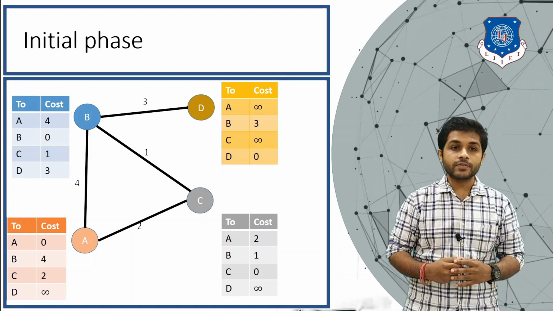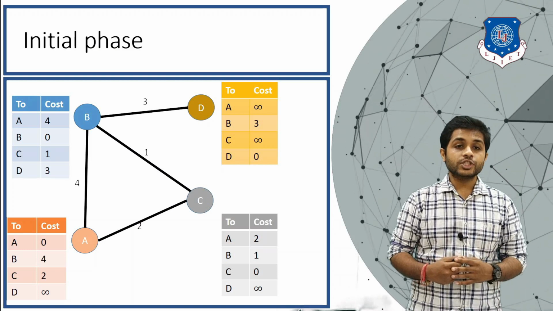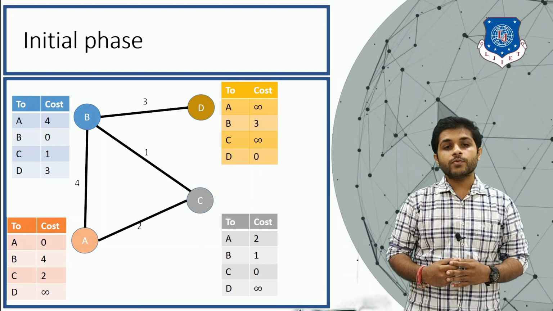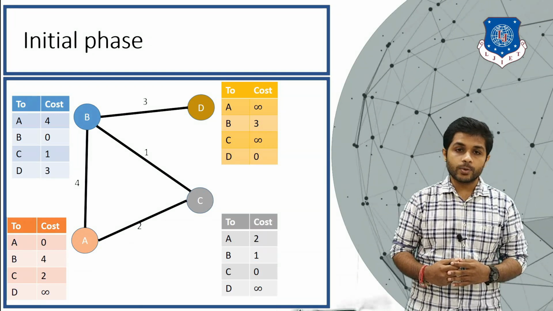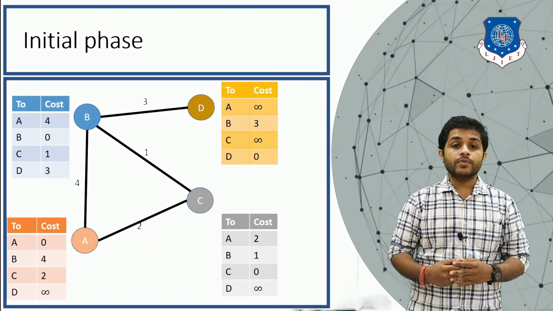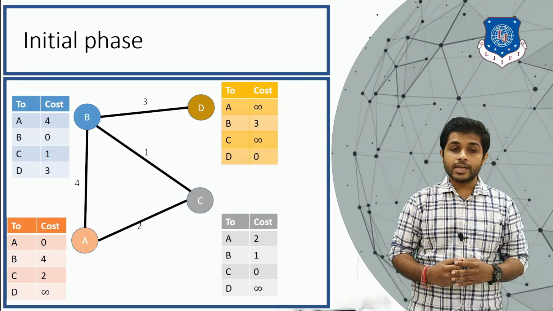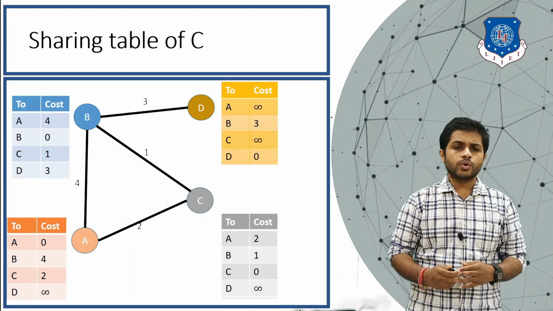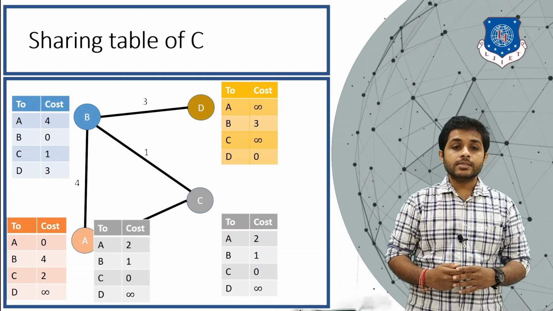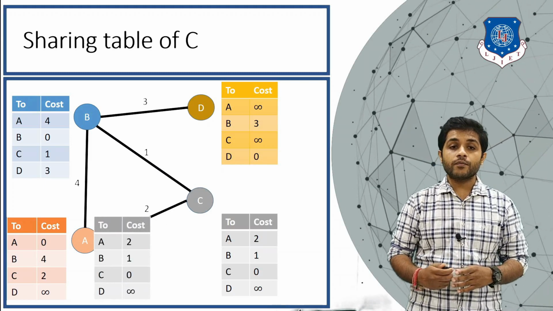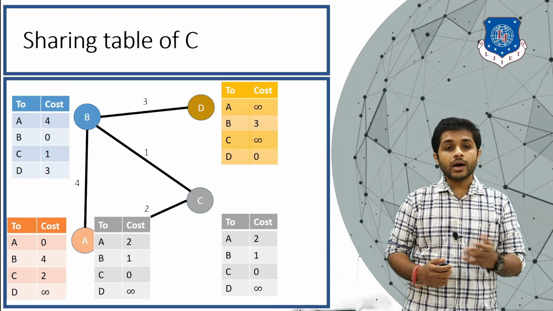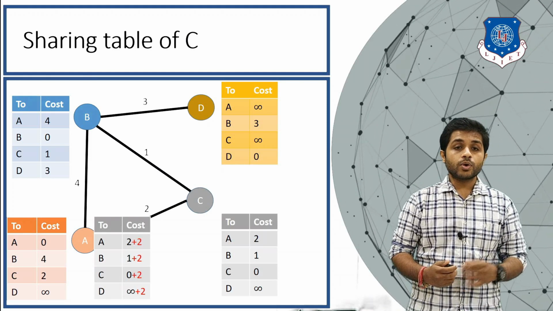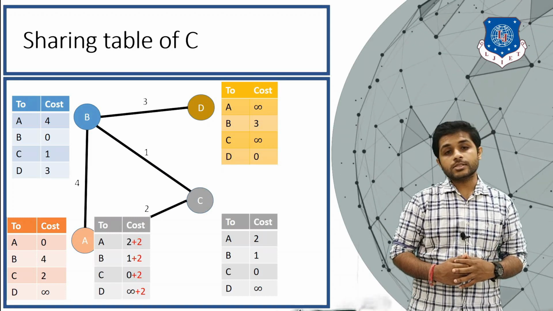So after the initial phase, all the routers will share their tables with adjacent routers. Right now we are interested in device A only. So router A will receive tables from its adjacent routers, which are B and C. So A has received the table from C. After receiving the table from C, A will add 2 to all the entries in the received C's table.